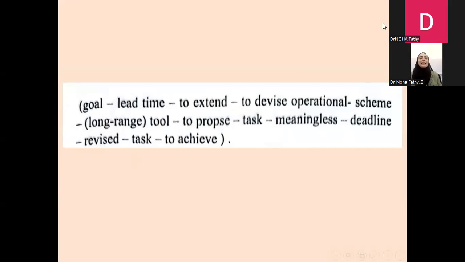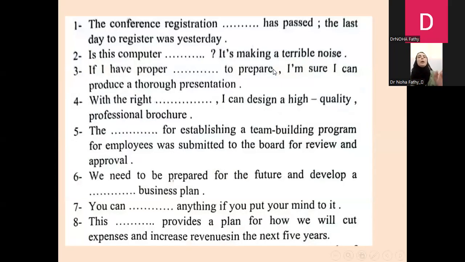Goal, lead time, to extend, to devise, operational, scheme, long range, tool, to propose, task, meaningless, deadline, revise, task, to achieve. Here we are going to have some sentences and we will put the word in its place. We read and then put the word. Let's begin.